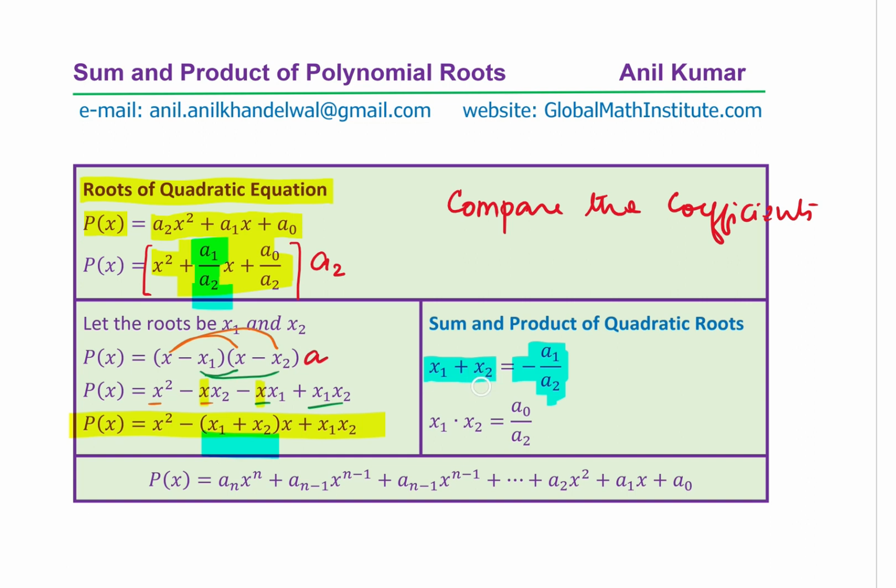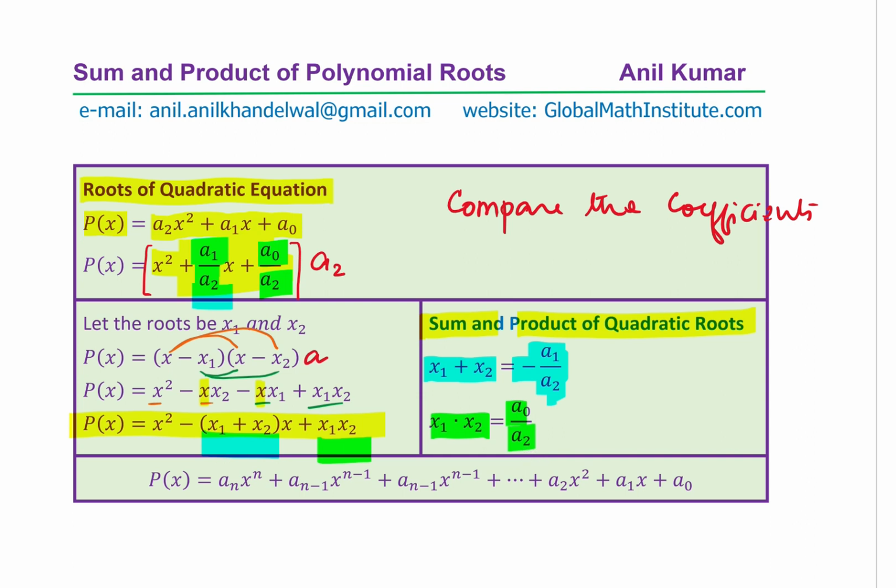You get the idea. The constant term here is what? Well, the constant term is x1 x2, and that should be equal to the constant term a0 over a2. And so we get the product form. So from here, we can say what is the sum and product of the roots of a quadratic equation, right? So what is the sum and product of quadratic roots? If x1 and x2 are the two roots, then the sum is the ratio of a1 over a2 with the negative sign, and the product is a0 over a2. That is constant over the leading coefficient.